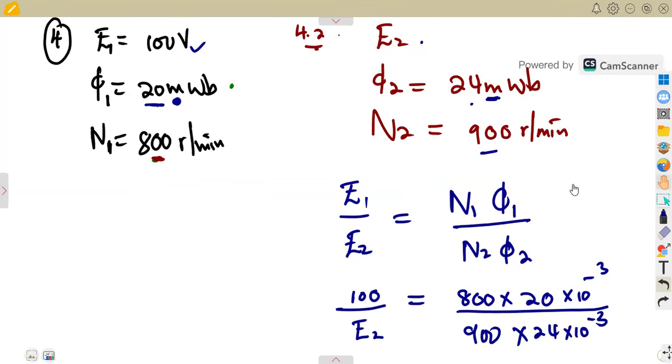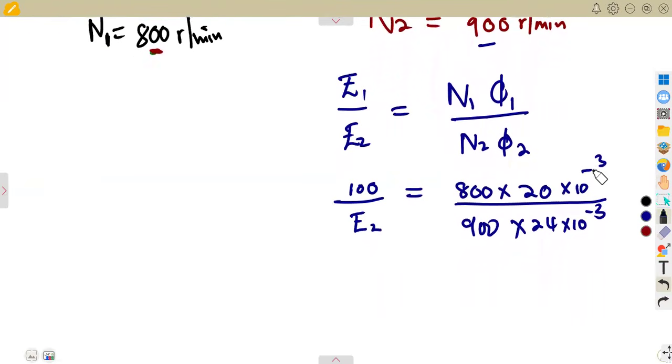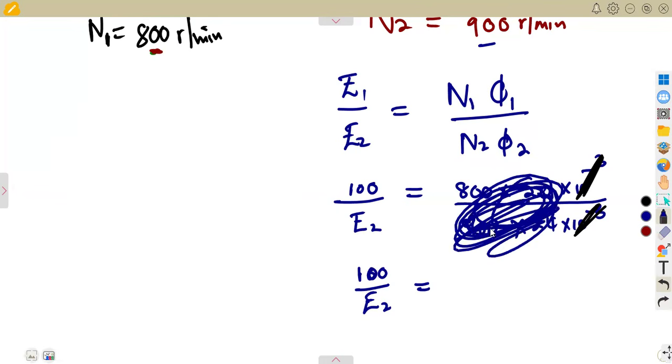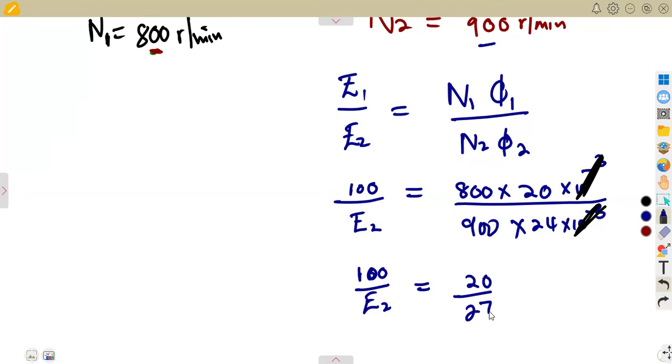So like I said, there's no need for you to write these times 10 to the power, because the units are the same. This will cancel. The units are the same, so there is no need at the end. All right, if you are someone who can reduce the values that you are given, that is 100 over E2 is equal to, just multiply on your calculator, 800 times this over 900 times 24, it is going to be 20 over 27. At least you can work with a reduced value, then you can just cross multiply.